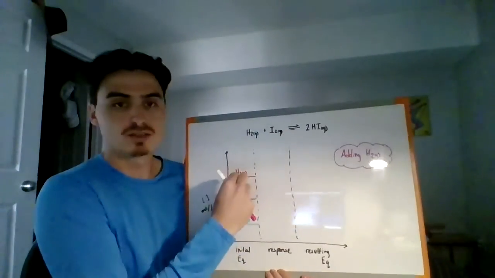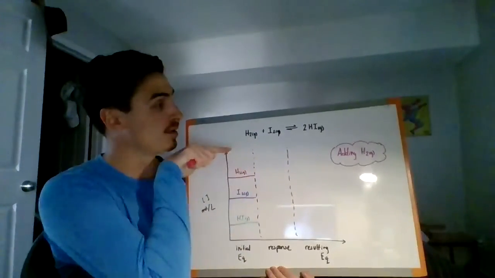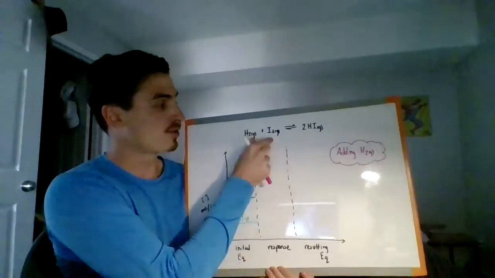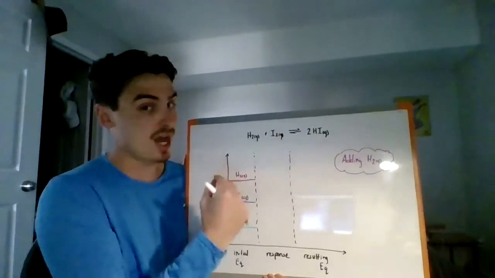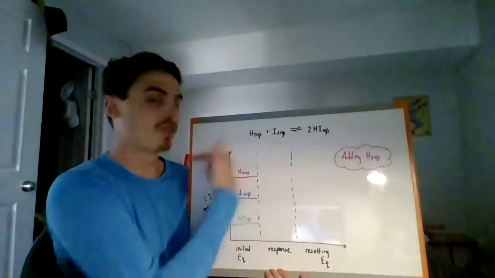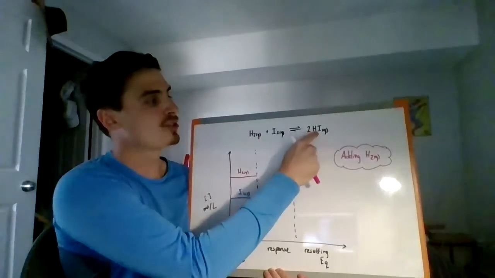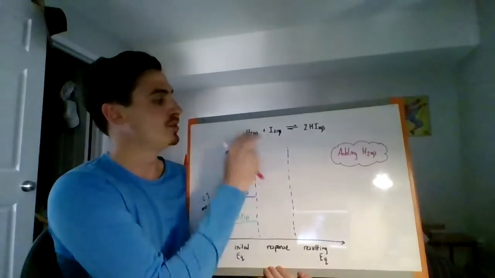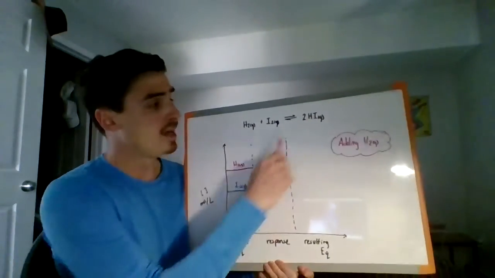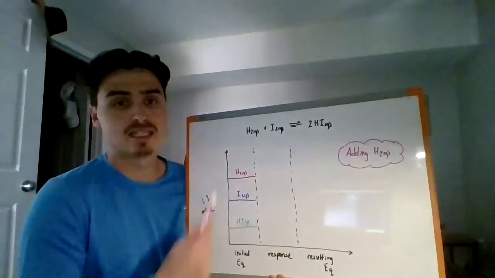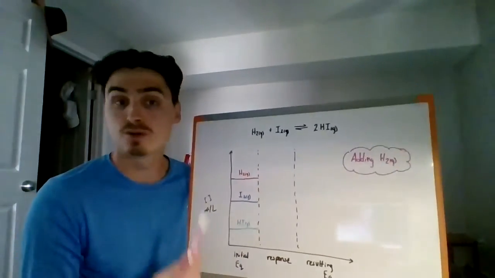Now, the double arrows symbolize that this reaction can go forwards, where these are the reactants and they produce hydrogen iodide, or the reverse reaction could happen where hydrogen iodide reacts to produce hydrogen and iodine. And the double arrows just symbolize that this reaction is occurring in both directions.